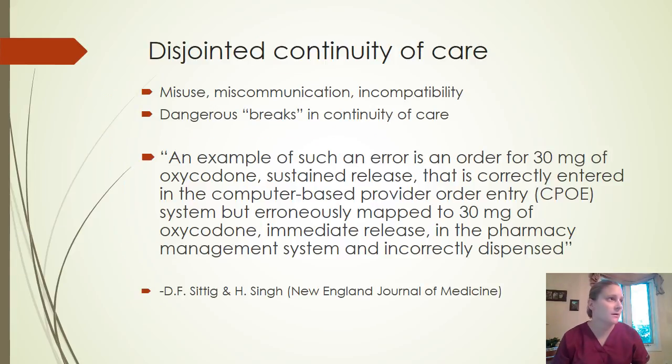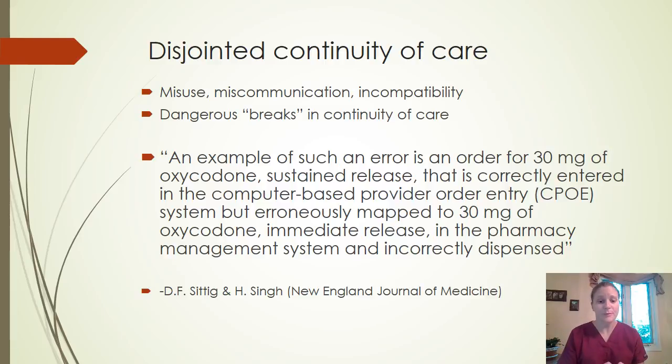So the first thing I'm going to talk about is the broad problem: in electronic health records, there's a high risk to patient safety without an alert system. There can be disjointed continuity of care, which can result in misuse, miscommunication, or simply software incompatibility with the differing doctors' offices or hospitals that we may have contact with. This can result in dangerous breaks in the continuity of care, which threatens patient safety.